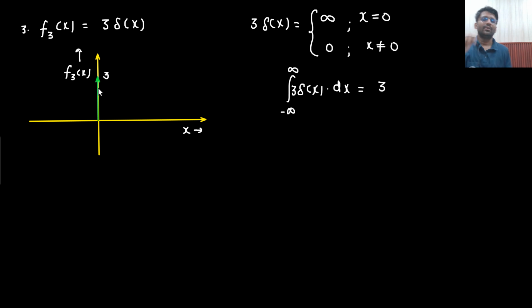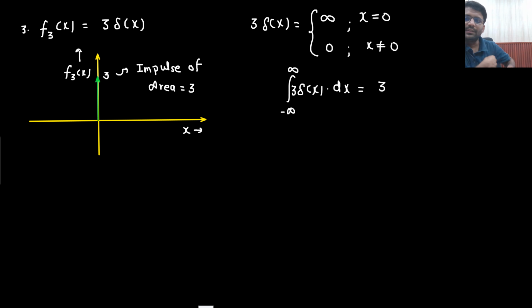Is that understandable to you? So the area is 3. This is how you will show the arrow. Showing the arrow means the amplitude is infinity, but this 3 is representing the area. So this is the impulse of area 3. Understandable?